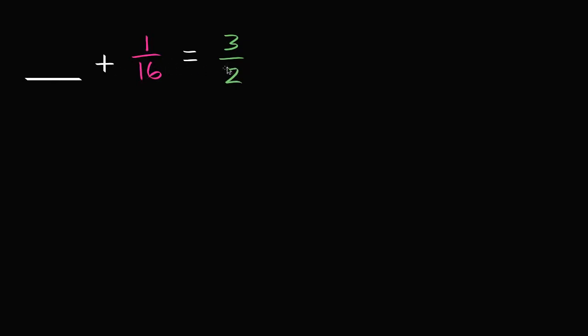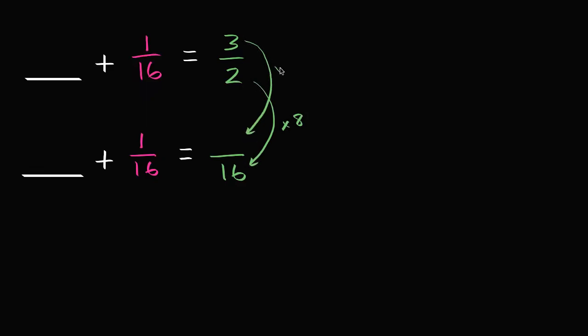So let's rewrite this equation where both of these fractions have 16 as their denominators. This one obviously already has it. So we're going to have blank plus 1/16 is equal to, let's see, let's write 3 halves as something over 16. Well, to get our denominator from 2 to 16, we have to multiply by 8. So we have to multiply the numerator by 8 as well.